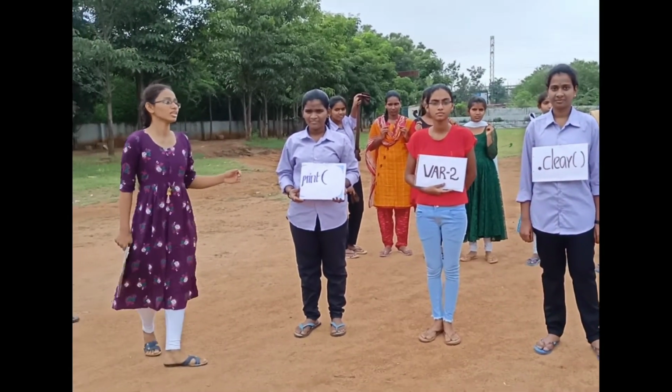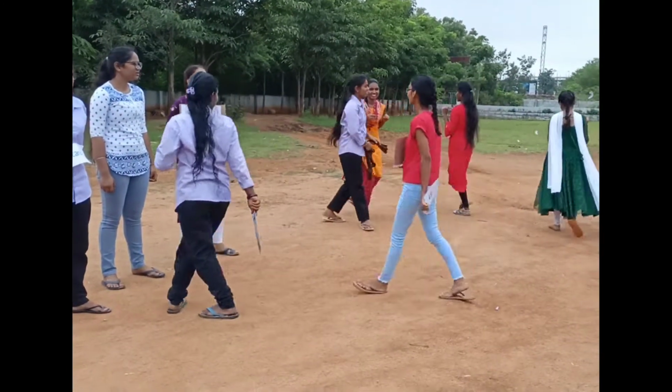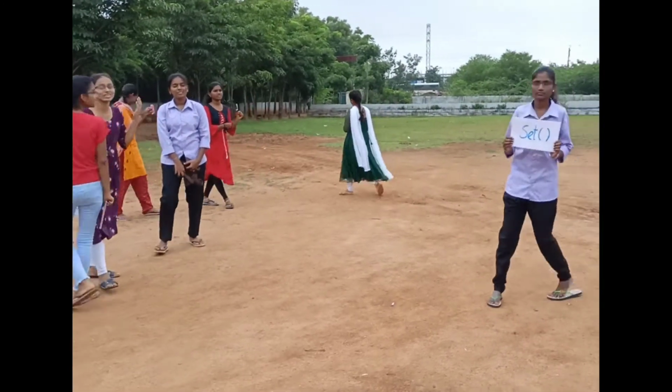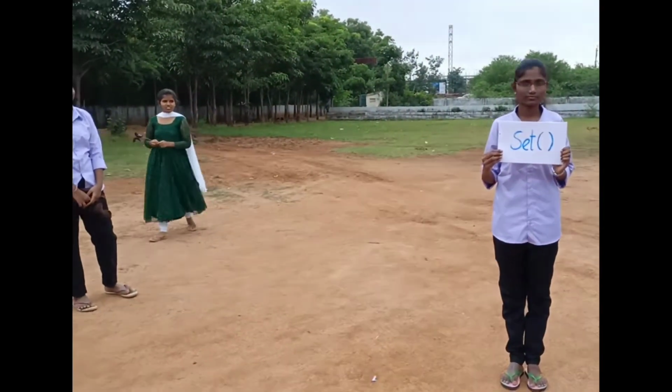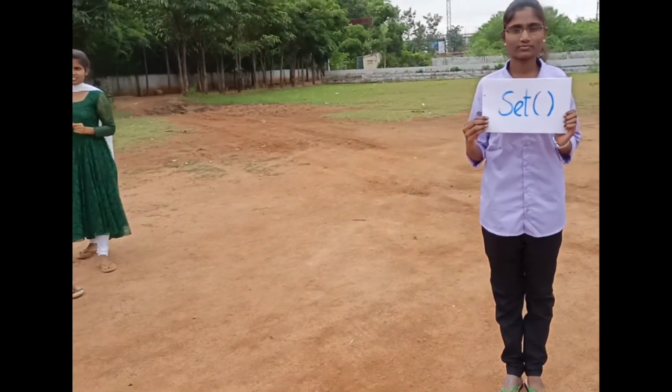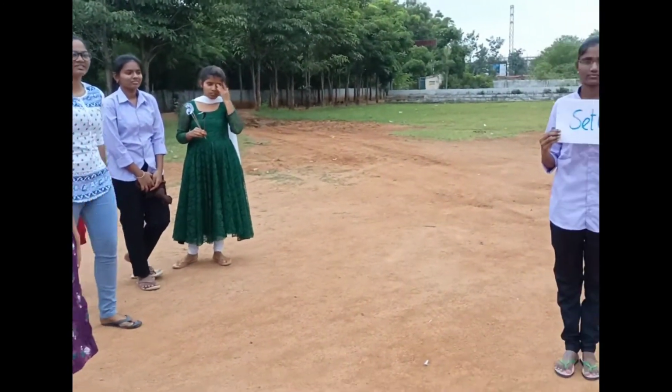So let's see the final output by running this program. Run. So nothing is there; finally the output is an empty set because we are clearing each and every element from this set. So the final output we got is an empty set. Okay, this is about the clear function.